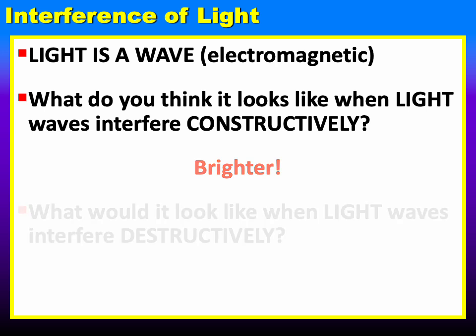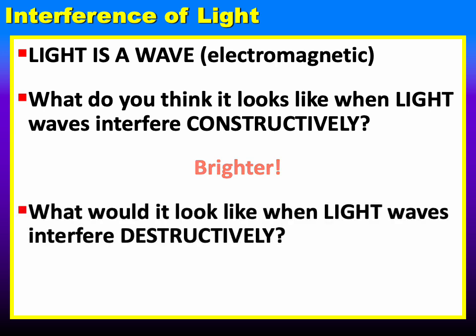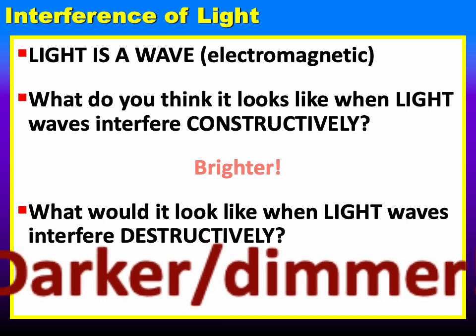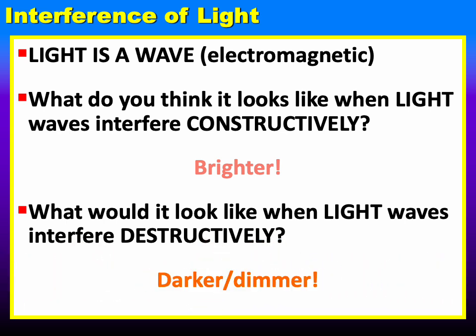So then what would it look like if you have a couple of light waves that are interfering destructively? It's going to be the reverse. It's going to get darker, it's going to get dimmer. There's the potential that it completely gets dark.